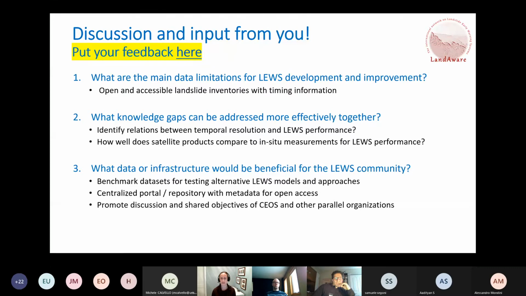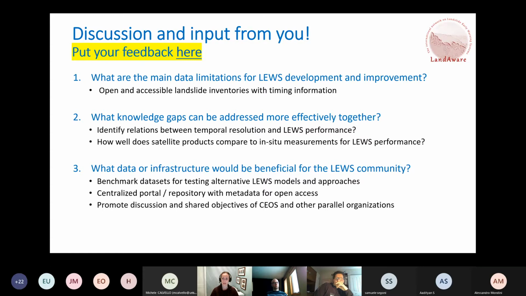The second question is about knowledge gaps that can be addressed more effectively together. How are we identifying the relationships between temporal resolution and performance, or how well do satellite products compare to in situ data for landslide early warning system performance? And then the third question is, what would be beneficial in terms of data or infrastructure for the community?